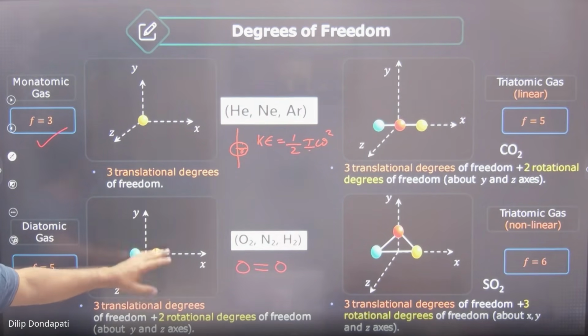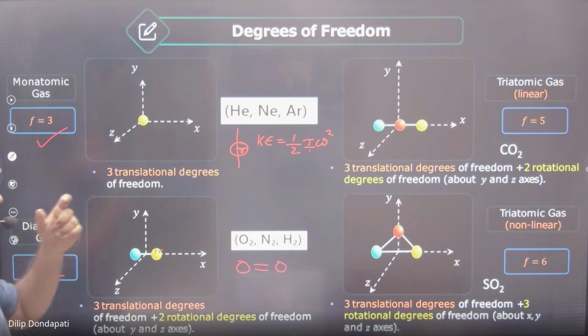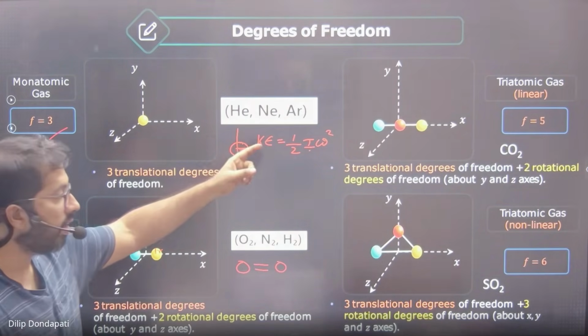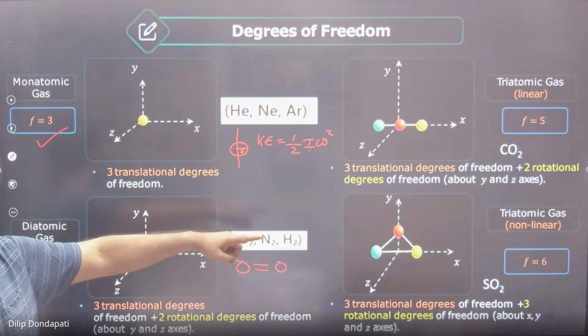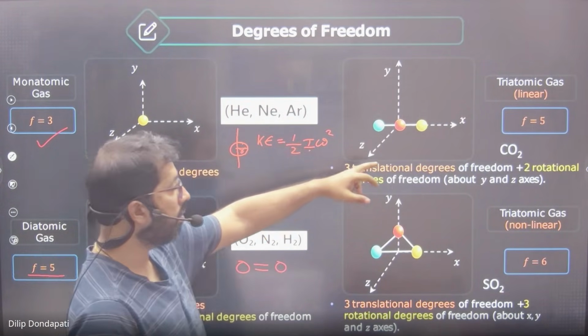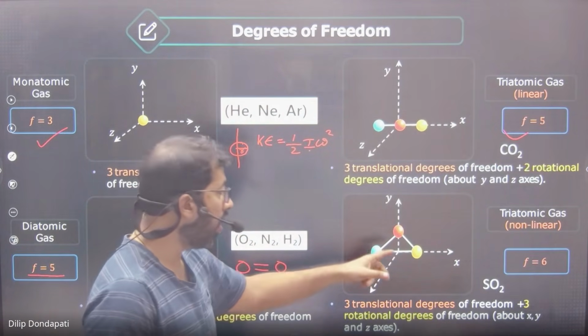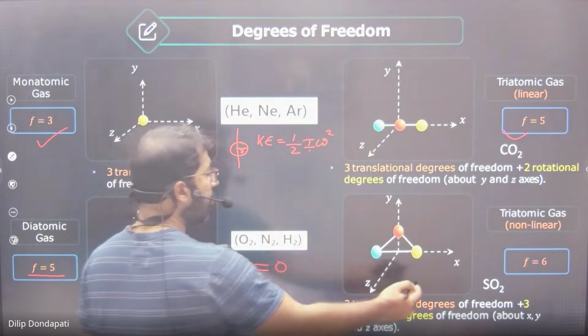Half I omega square, I is very small. Now coming to the triatomic gas or polyatomic gas, it can be linear or non-linear. That one you understand. For linear, the degree of freedom is 5 only, for the same reason as before. For non-linear, the degree of freedom is 6.